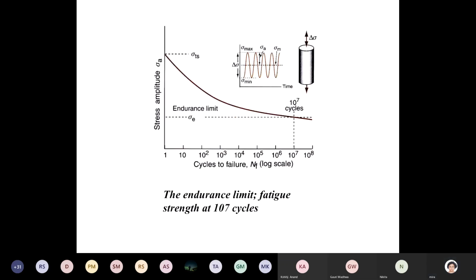Similarly, one parameter that quantifies the fatigue resistance is called the endurance limit. The endurance limit is the number of cycles of load before it fails under a certain stress condition. This is called the endurance limit. We don't need to get into the details of the endurance limit.